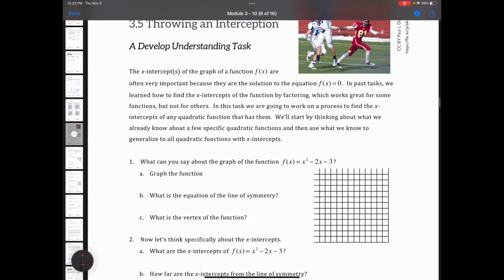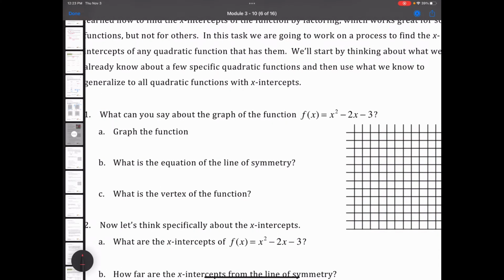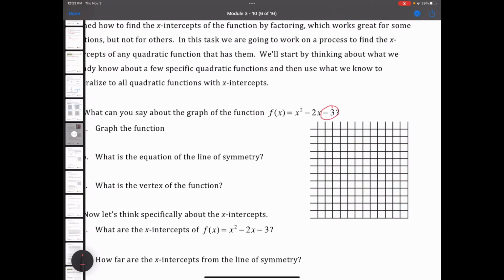Well, what can you say about the graph of the function f of x equals x squared minus 2x minus 3? Well, the first thing that we can say in this standard form is we know that the y-intercept will be negative 3, because if we set x equal to 0 and then solve for f of x, we would get f of x is equal to negative 3, because we just plug in zeros for x, right? But that doesn't really tell us how to graph the function all that well. So instead, what we should probably do is put this into vertex form and then graph.